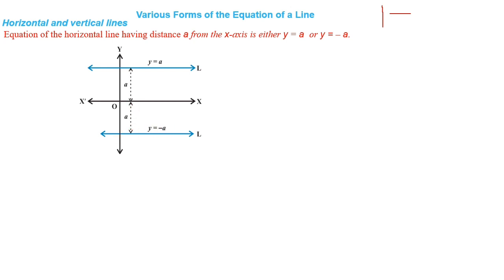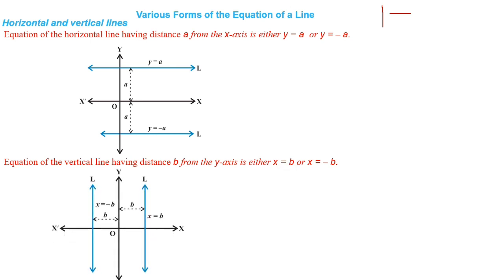Then next is vertical lines. A vertical line means this way. This way means it will be parallel to the y-axis because our y-axis is in this direction. So here the equation of a line having distance b from the y-axis is either x is equal to b or x is equal to minus b. You see, this will be parallel to the y-axis. Parallel to the y-axis means x is equal to b. x is equal to a constant.